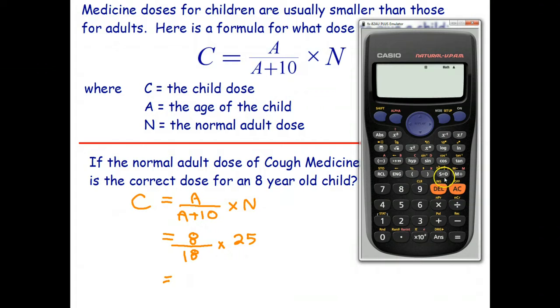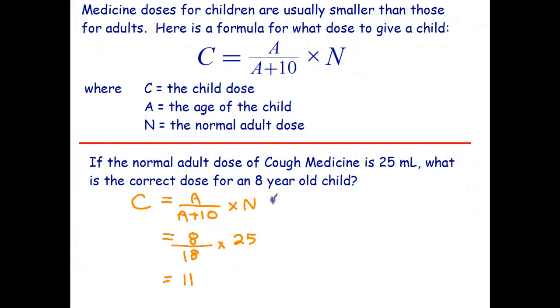So clear what's there. Fraction 8 over 18 multiplied by 25, and change to decimal, and you should get approximately 11 mils. So therefore, the child's dose is 11 milliliters. In fact, I think we have one more question to try, a little bit different.